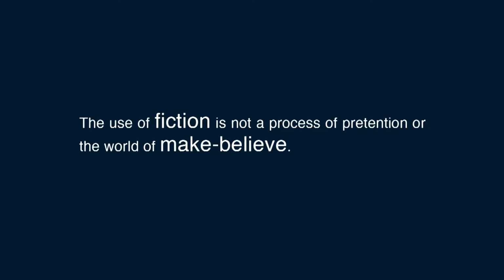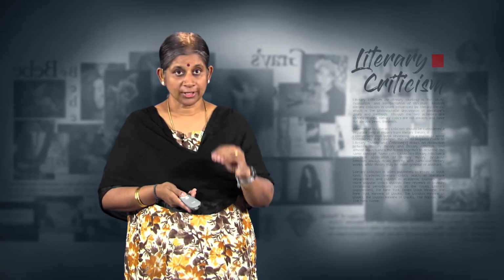Fiction is a form of distorted reference. The use of fiction is not a process of pretension or the world of make-believe. This state is aroused by statements or by analogous things in other arts and are used in many ways. For example, one could say that fiction is used to deceive. However, this cannot be a characteristic feature of poetry.